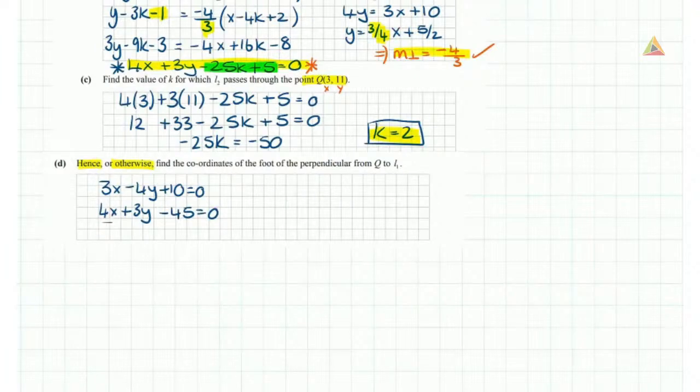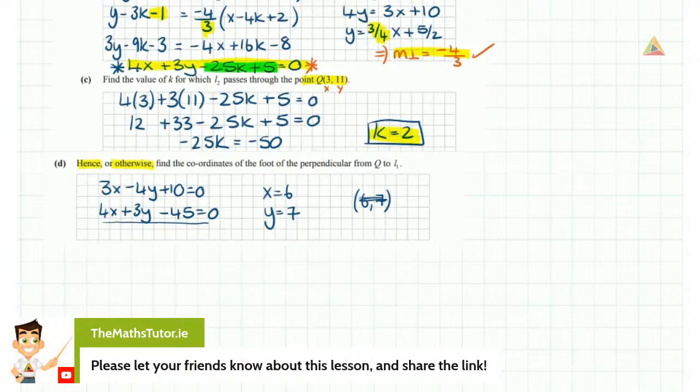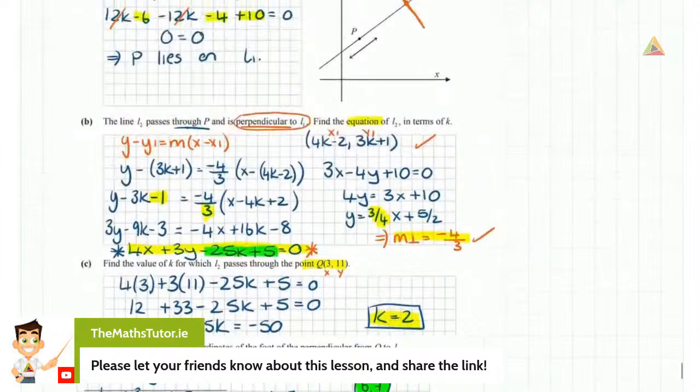And because we're looking for the point of intersection, we're basically going to do simultaneous equations. I'll leave you to do your simultaneous equations, but you should end up getting x is 6 and y is 7. So the coordinates of that point are going to be (6, 7). Again, I haven't gone through the simultaneous equations. That is the otherwise way of doing it, and there is another way of using your previous answer. But either way is fine. Either way will get you your marks.